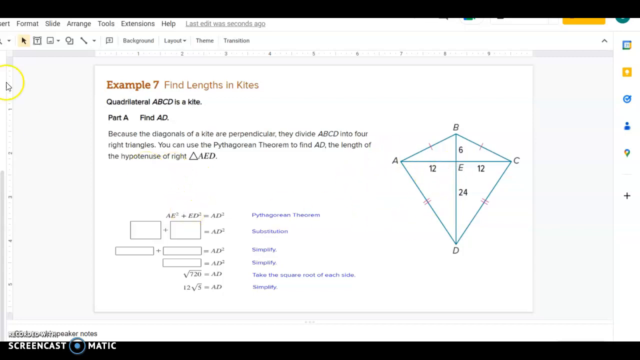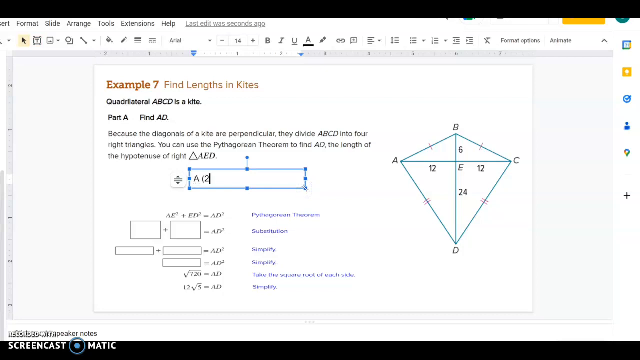Remember, my Pythagorean theorem is A squared plus B squared equals C squared. So I'm going to plug in. I know that this part, because it's across from my right angle, will be C. They've actually given me the A and the B. So it's going to be 12 times 12 plus 24 times 24 equals C squared.